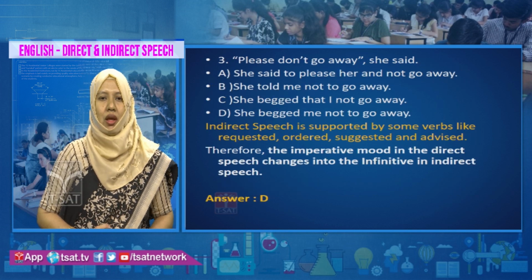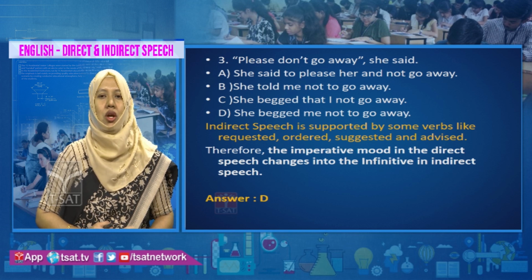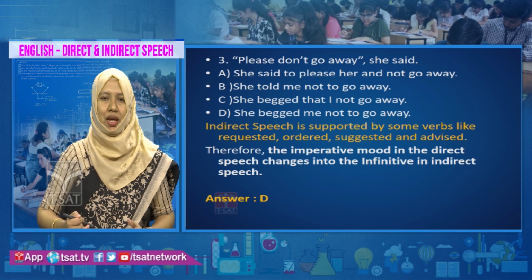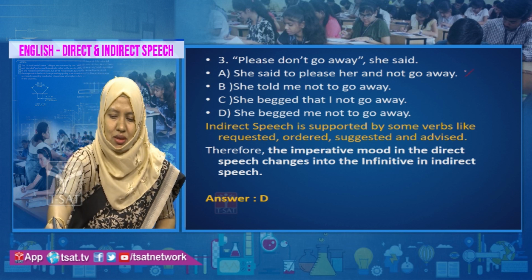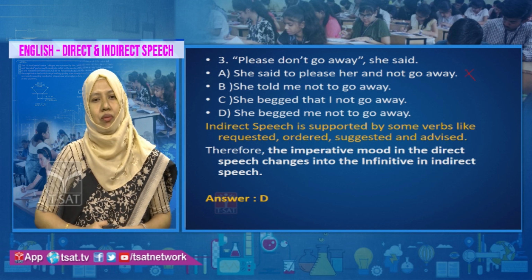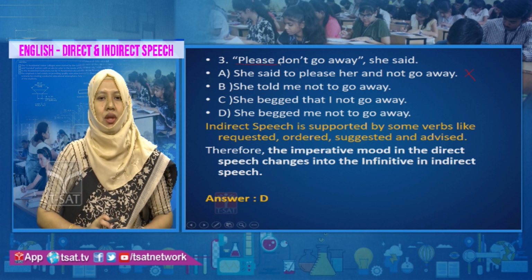Next example, "Please don't go away," she said. Look at the options. Option A, she said to please her and not go away. Option B, she told me not to go away. Option C, she begged that I not go away. D, she begged me not to go away. Now, if you look at options, "she said to please her, not go away" is grammatically not correct. She told me not to go away.